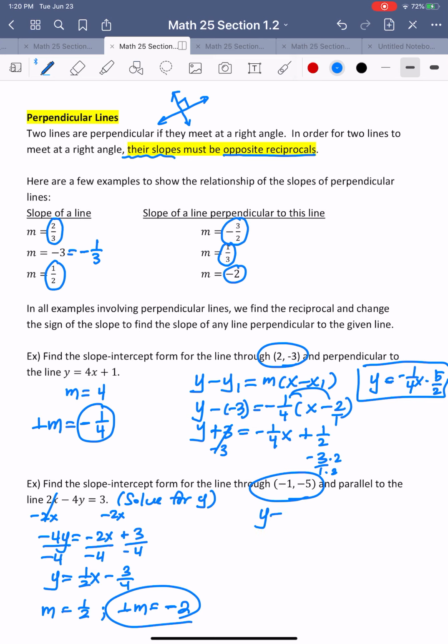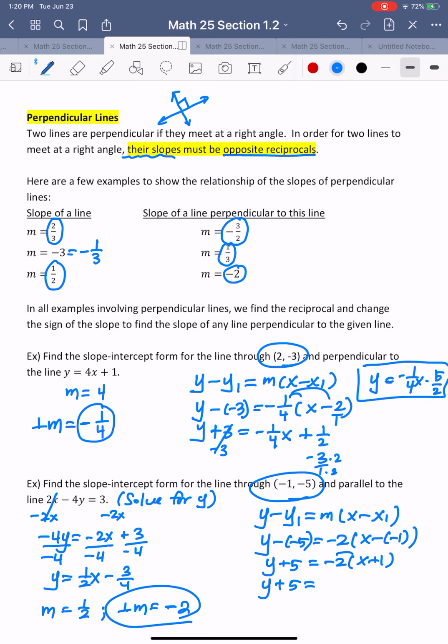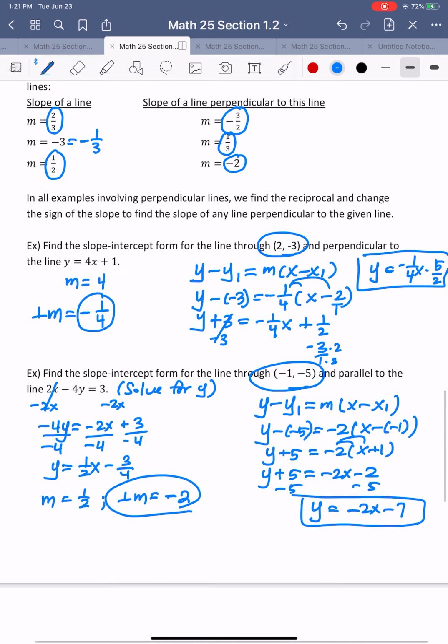So we got this and this, and we're ready to find the equation. So y minus y sub 1 equals m times x minus x sub 1. So y minus -5 equals -2 of x minus -1. y plus 5 equals -2 of x plus 1. And then solve for y. Distribute the -2, I got -2x minus 2, and subtract 5. I got y equals negative 2x minus 7. That's all. This is the equation, okay? Alright, let's look at the next page.